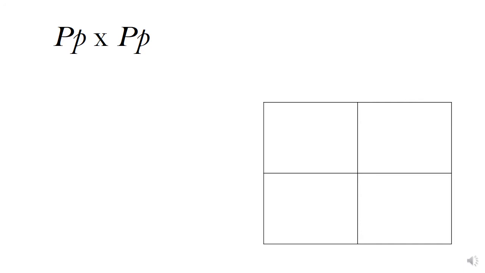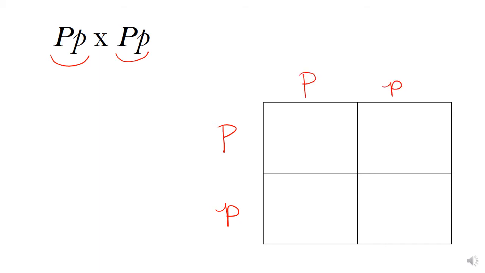what are the possible gametes that each parent plant can produce. So in this case, if a plant has the alleles dominant P and recessive p, and that plant undergoes meiosis, the possible gametes can be dominant P or recessive p. And we place those on one side of the Punnett Square. Because the other plant has the same genotype, its possible gametes are the same.